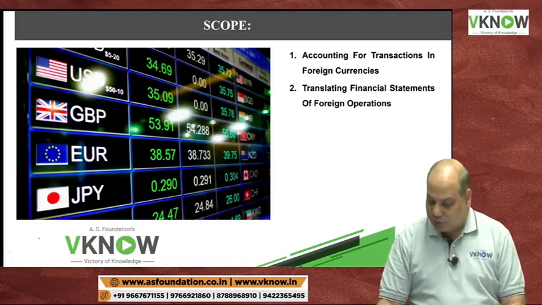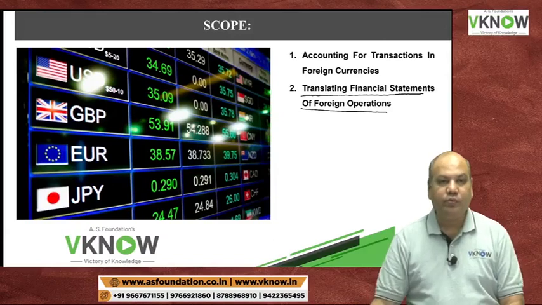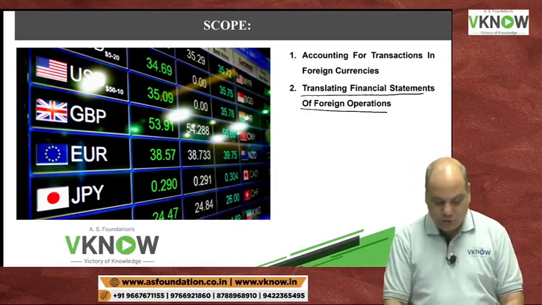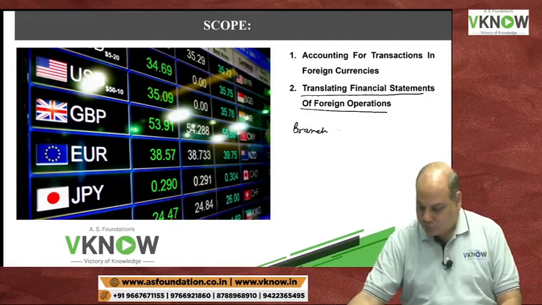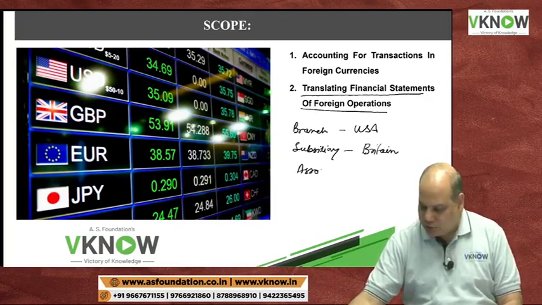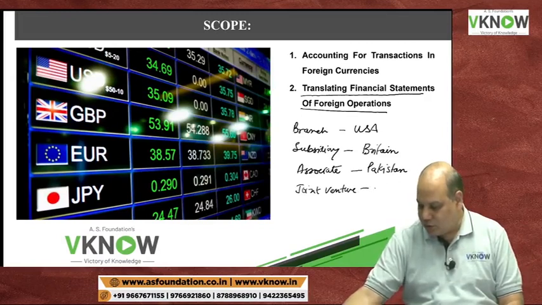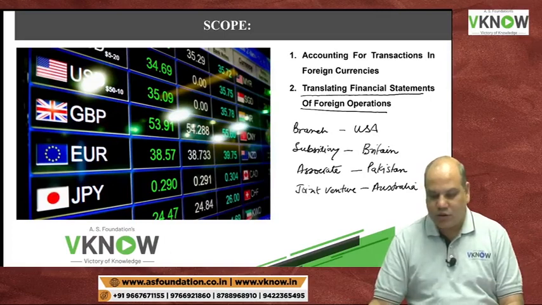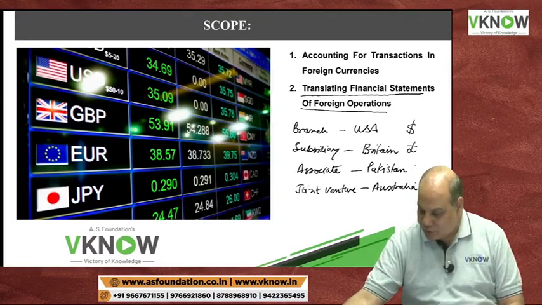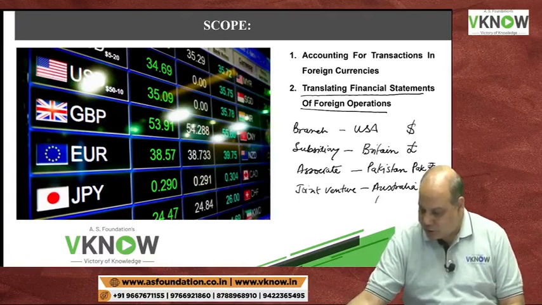The second part of this chapter will deal with translating financial statements of foreign operations. That means, suppose we have a branch in USA, or if we have a subsidiary in Britain, if we have an associate in Pakistan, or if we have a joint venture in Australia, currencies are different. Here the currency is dollar. Here it is pound. Here it is Pakistani rupee. And here it is Australian dollar, AUD.